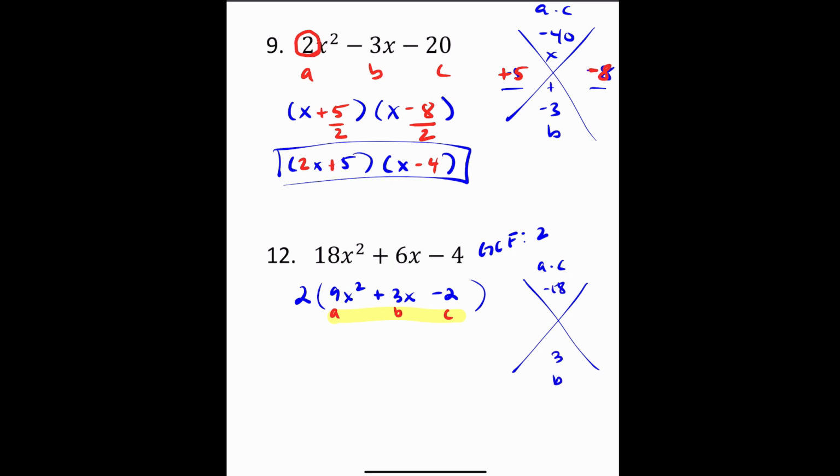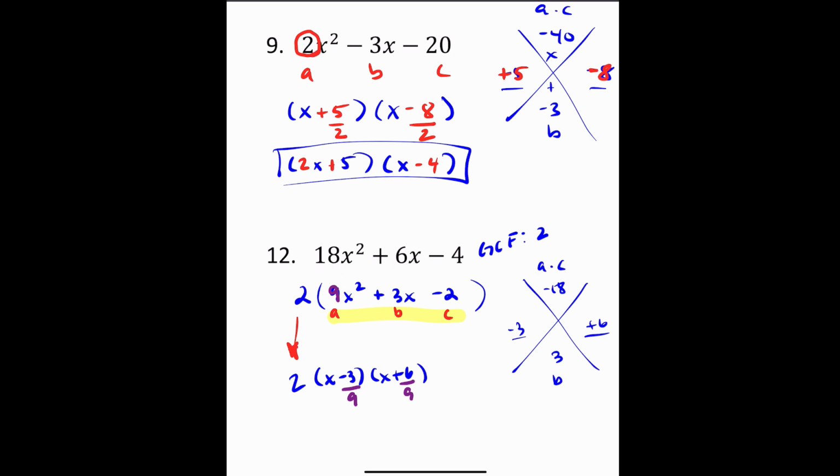And then the b value is positive 3. So what are the two numbers that multiply to get you negative 18 and add to 3? I'm thinking negative 3 and positive 6. So let's write 2, because we had that as our GCF. So it's 2 times the quantity of x minus 3 times the quantity of x plus 6. But don't forget, our a value is not 1, it's 9. So we need to divide the negative 3 by 9 and the positive 6 by 9.